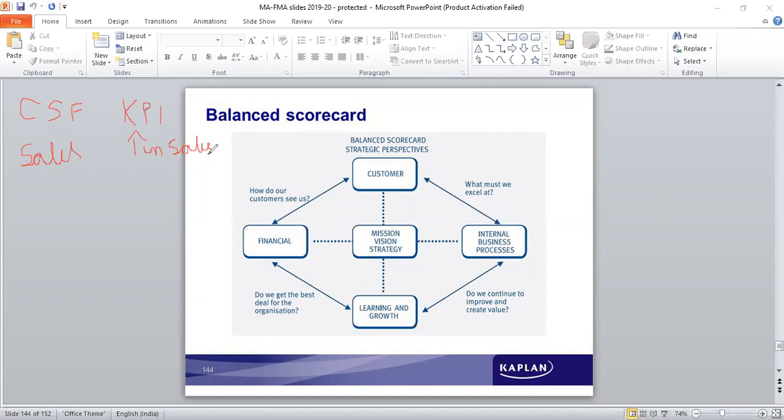So the balanced scorecard suggests that the organization should be looked into from four different perspectives. For each of these perspectives, there should be CSFs identified, and all CSFs have to be measured with the help of KPIs. Then it can be possible to understand how each perspective is functioning. Okay.